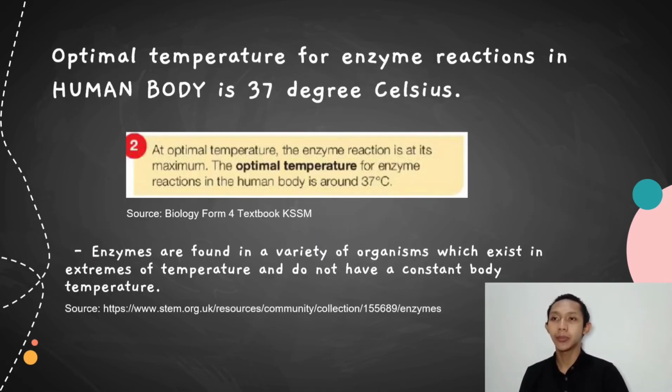So actually, the optimal temperature for enzyme reaction is 37 degrees Celsius for the human body. Enzymes can be found in various organisms which can exist in extreme temperatures and do not have a constant body temperature. Therefore, the optimal temperature for enzyme reaction of other organisms can be different from humans.